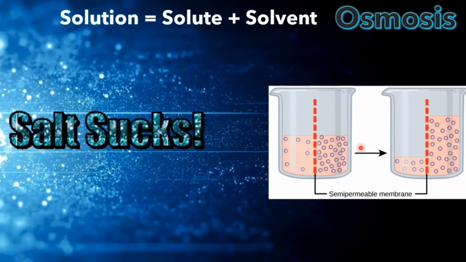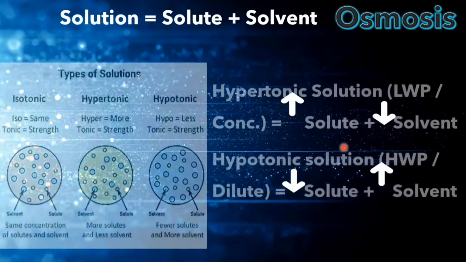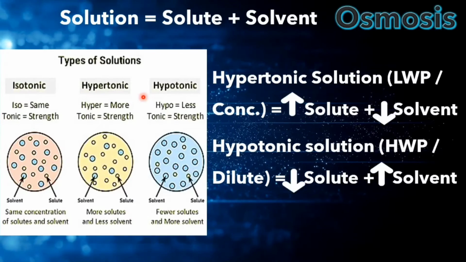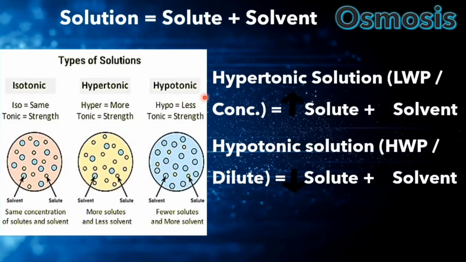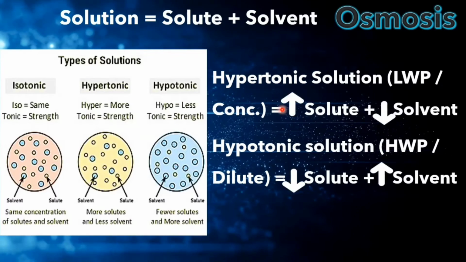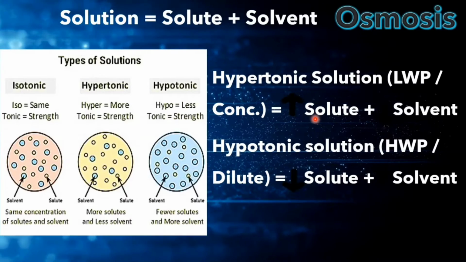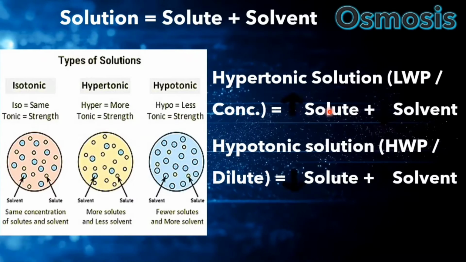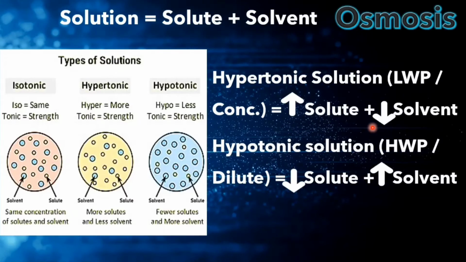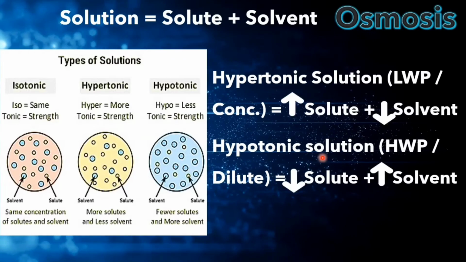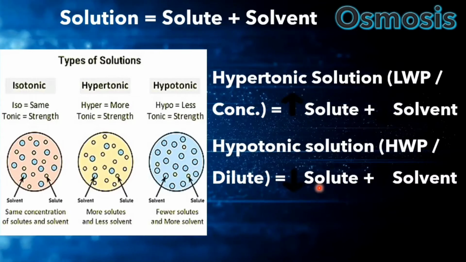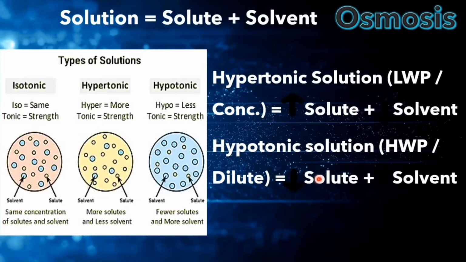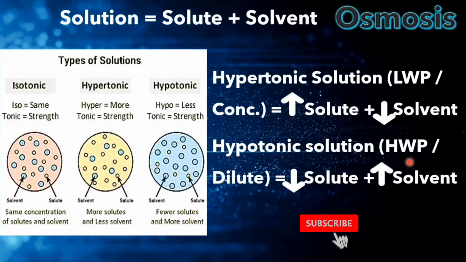Okay, now we are going to discuss the types of solution. There are three types of solution. They are isotonic, hypertonic and hypotonic solution. In the hypertonic solution, you can see that there is a high amount of solute and a low amount of solvent. We can call it a concentrated solution, or we can also call it a lower water potential. If you talk about the hypotonic solution, it contains less solute and a high amount of solvent. So we can call this a dilute solution. You can also call it high water potential.